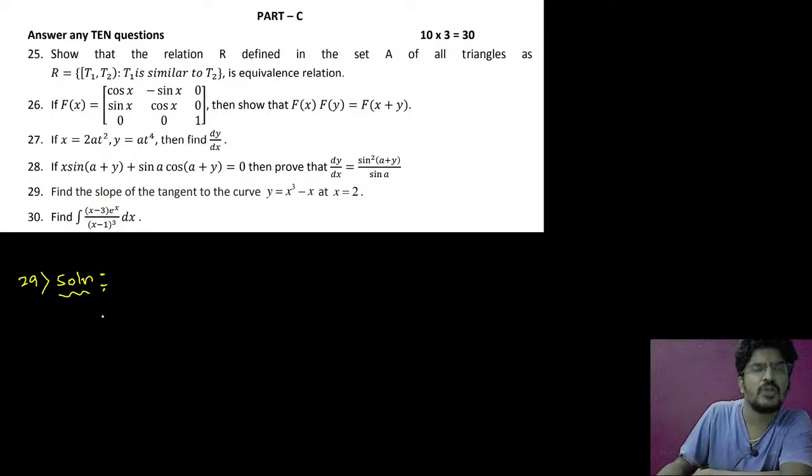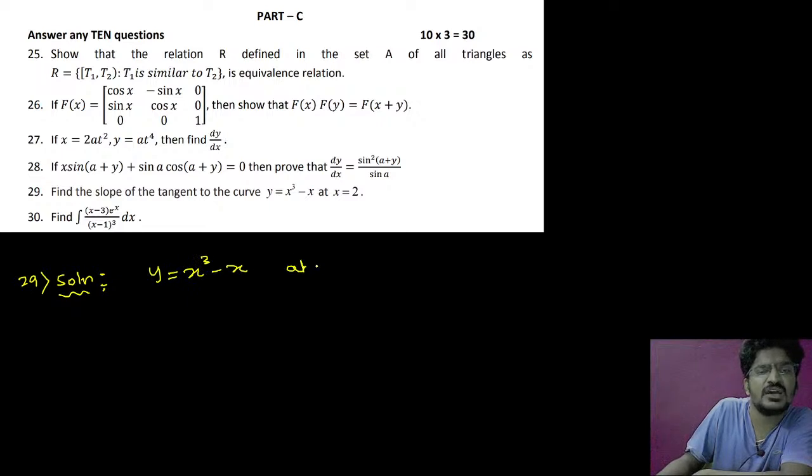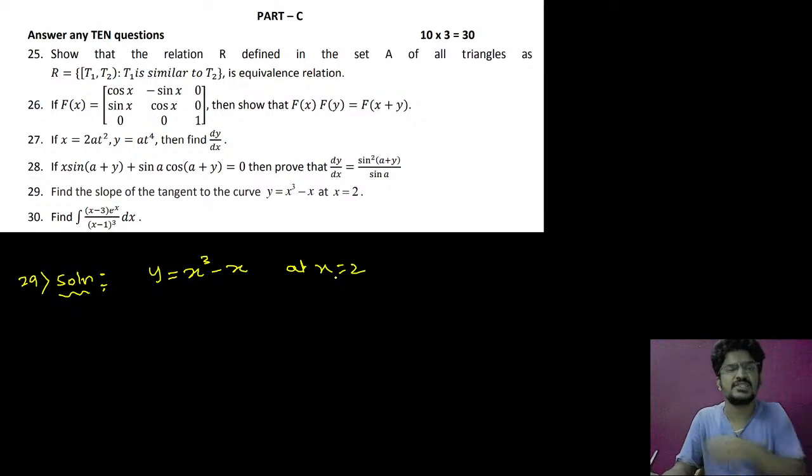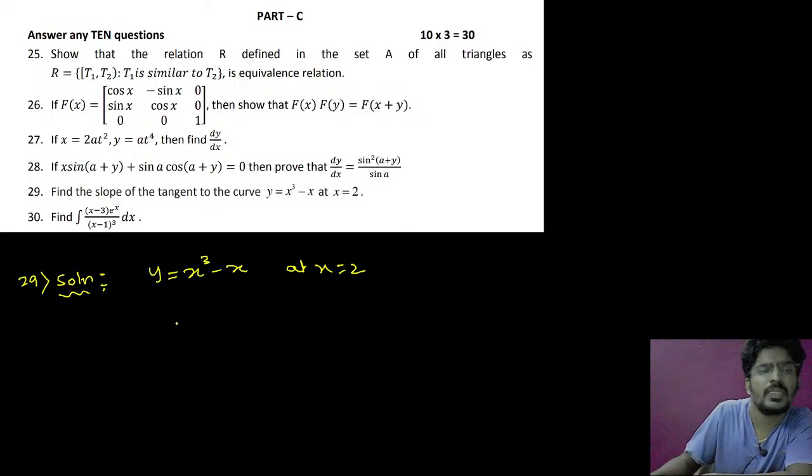Quickly we can go for problem number 29, that is find the slope of the tangent to the curve. So what is the curve? y equal to x cube minus x at x equal to 2. Let us solve this by differentiating. So by differentiating what you get? dy by dx equal to 3x square minus 1.